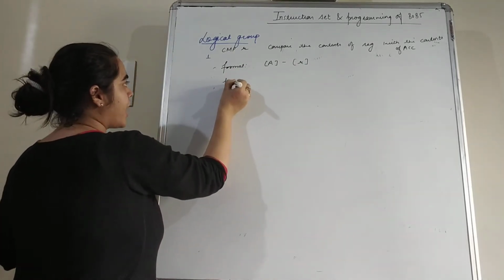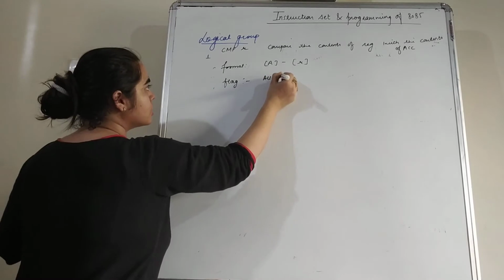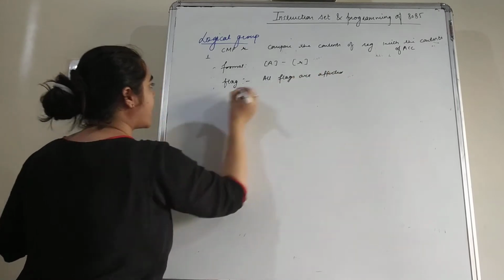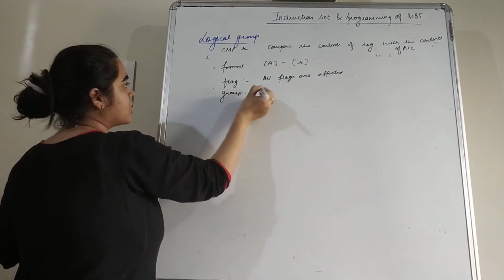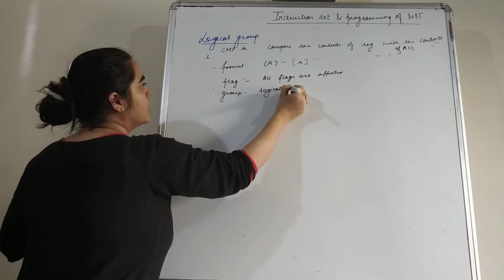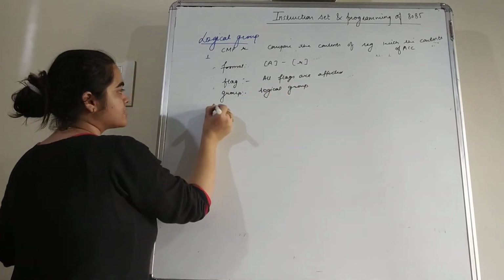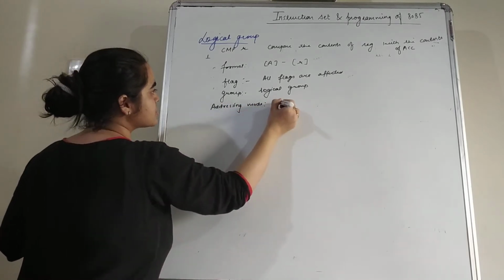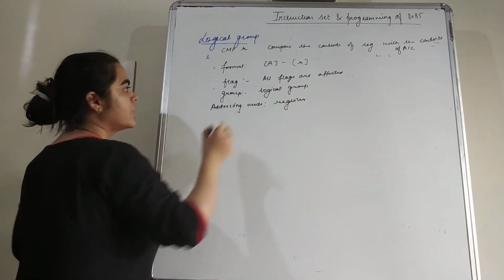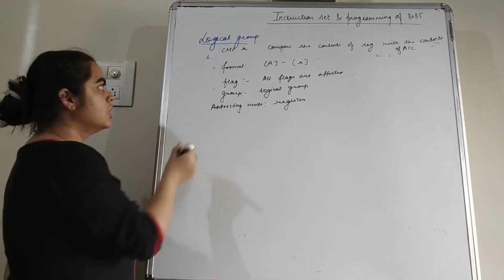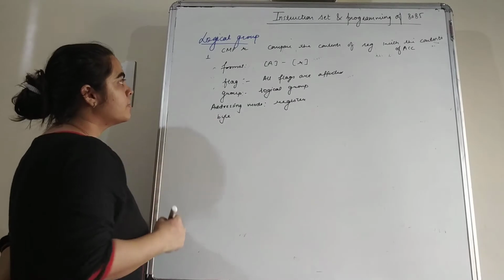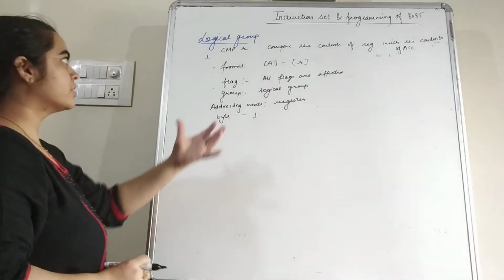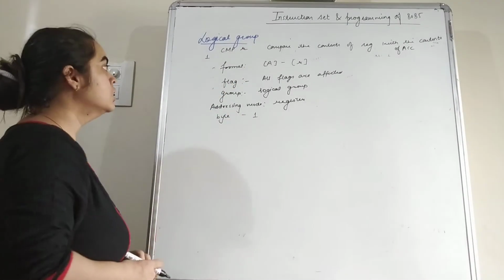Next is the flags. By this instruction all the flags are affected. Next, we have the group. This instruction comes under the logical group. Next is the addressing mode. Students, the addressing mode of this instruction is register addressing mode, because the name of the register is specified in the instruction. Next, bytes. How many bytes will be occupied by this instruction? 1 byte, because no data or memory address is specified in the instruction.